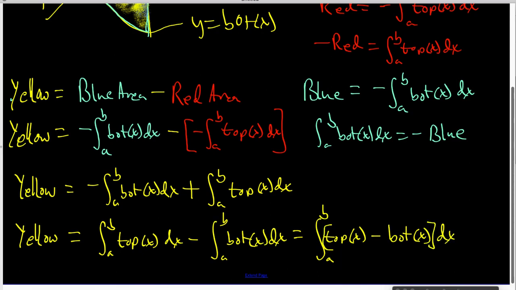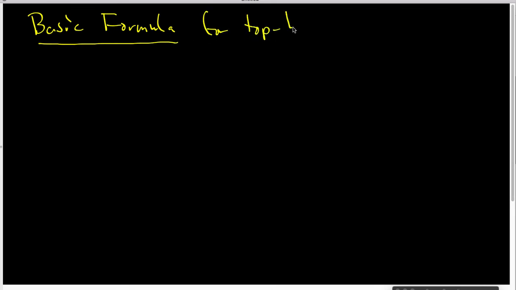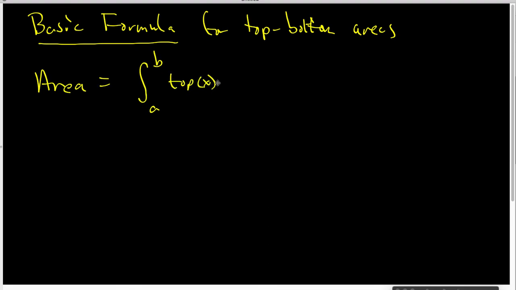So what I want to do is end this video with a basic formula. Our basic formula for areas that have what I call top-bottom areas is that the area is always going to be a definite integral from a to b of the top function minus the bottom function. Write that formula down in your notes.